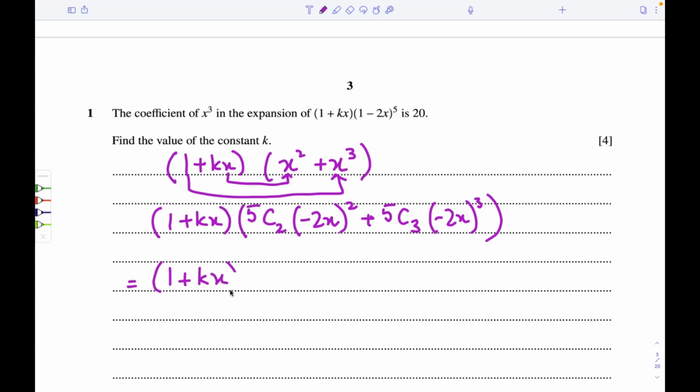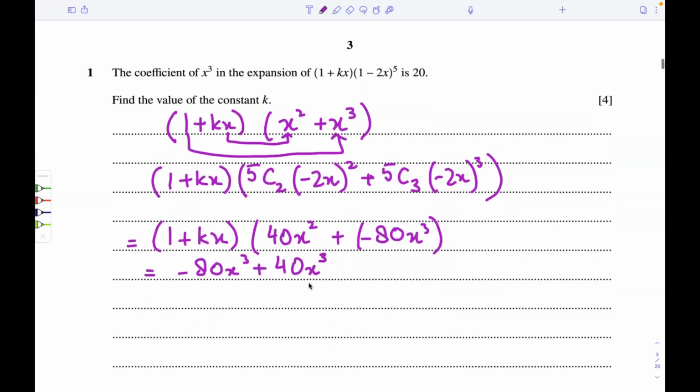Simplifying this, we get 5C2 is 10, so 10 multiplied by (−2) squared, which is 4, so we get 40x squared. 5C3 is also 10 and (−2) cubed is −8, so this will become −80x cubed. Now multiplying 1 by −80x cubed, we get −80x cubed, and multiplying kx by 40x squared, we get positive 40x cubed, and we have a k as well, so this will become 40k x cubed.